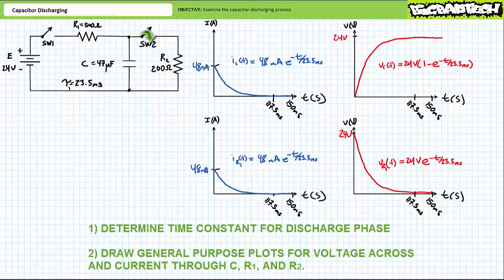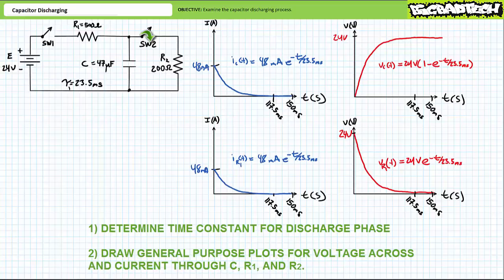First task. See if you can calculate the time constant for the discharge phase. This should be relatively easy. The second task, however, is a little more challenging. See if you can draw general purpose plots for voltage across the capacitor as a function of time, current through the capacitor as a function of time, voltage across resistor 1 as a function of time, current through resistor 1 as a function of time, voltage across resistor 2 as a function of time, and finally current through resistor 2 as a function of time during the discharge process.